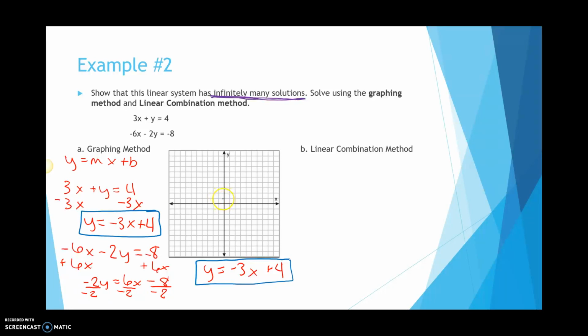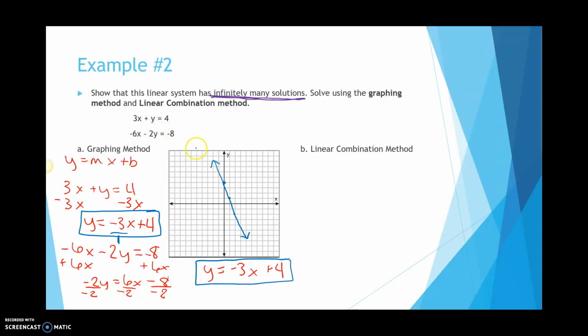So I'm going to graph this. We start at positive 4: 1, 2, 3, 4. My slope is negative 3, which is negative 3 over 1. So I'm going to go down 3: 1, 2, 3, over 1. Go down 3 again, over 1. And I'm going to connect the points. I just draw one line because it's the same equation. And that's what an infinitely many solutions situation is like. It's just the same line of the equation.